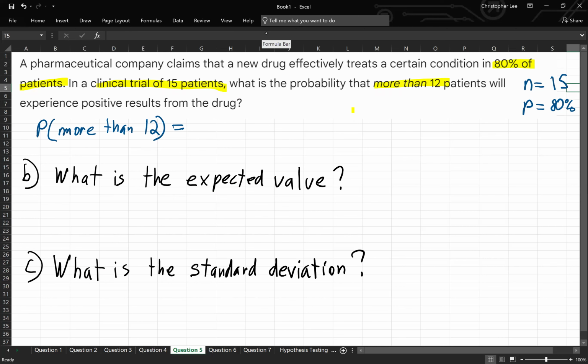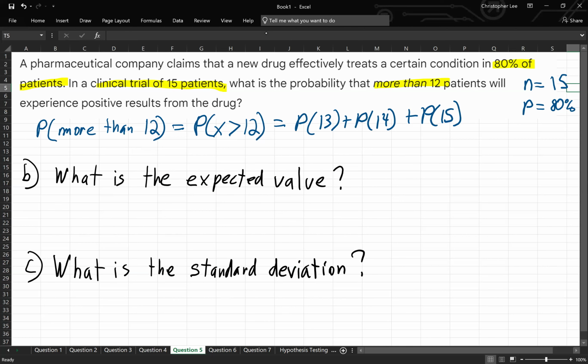Y'all gotta help me out. What is more than 12 mean? You're close. No. Try again. 13, 14, 15. Exactly, right? So they want to know what's the probability of X greater than 12, which are the numbers probability of 13 plus probability of 14 plus probability of 15. That's excellent. All right. Now, if you're using the table, you already know, just add up those 3 and that's it. You got it? That's good.